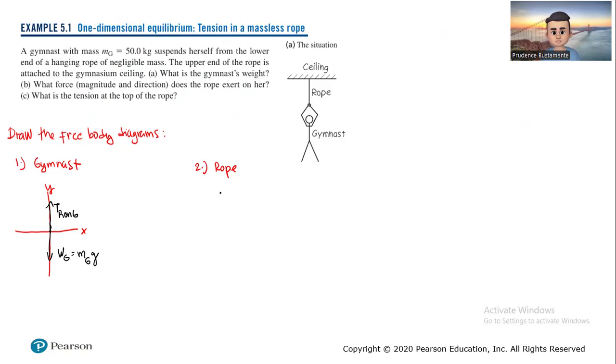If you look at the rope, this is y, this is x. We have the tension. Of course, if you are the rope, you have a tension of the ceiling on the rope, and also because the gymnast is pulling on you, you have that tension of the gymnast on the rope.